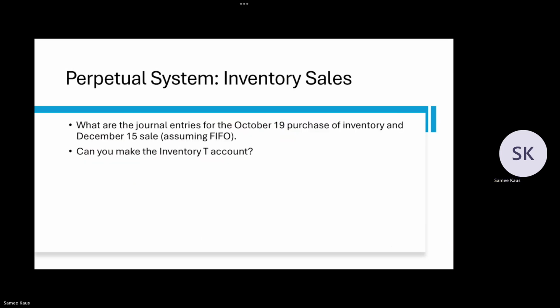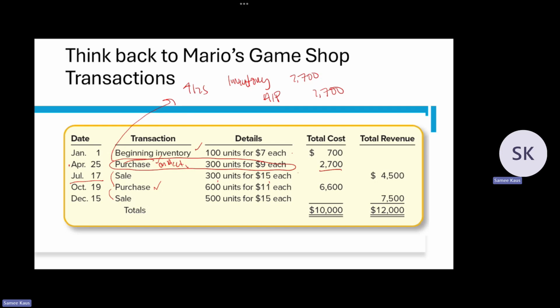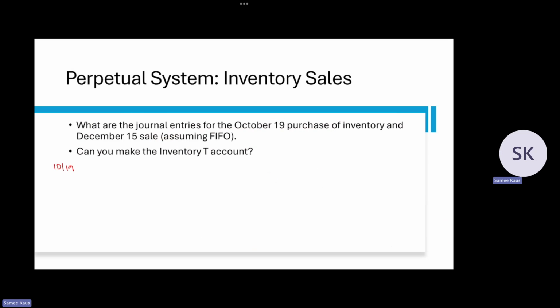So what are the journal entries on October 19th when I purchased the inventory and on December 15th when I make the sale? Well, what's going to happen is on October 19th, I go out and purchase inventory. So I purchase 600 units at $11. I'm going to go ahead and tell you that I purchased it on account. So my inventory is going up by 6,600 and I am going to pay my vendor later.